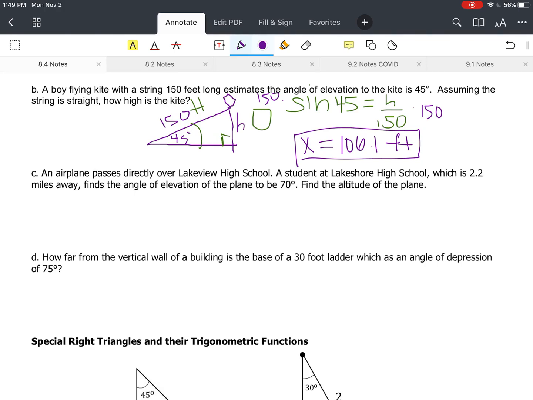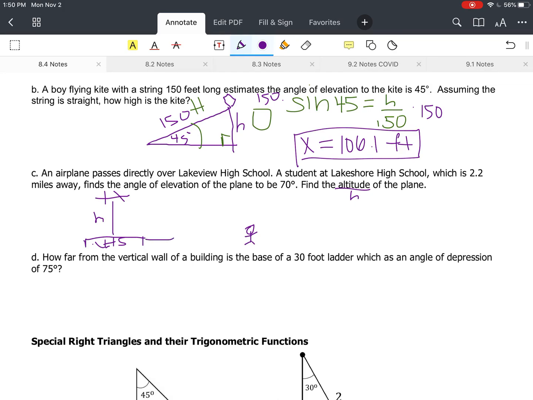Letter C, an airplane passes directly over Lakeview High School. A student at Lakeshore High School, which is 2.2 miles away, finds the angle of elevation to the plane to be 70. Find the altitude of the plane. Altitude and height are the same word. So we're going to have a plane over here, and it's right over LHS. That's LHS. And we want to find this height, or the altitude, but I'll call it H so we don't confuse A with adjacent.